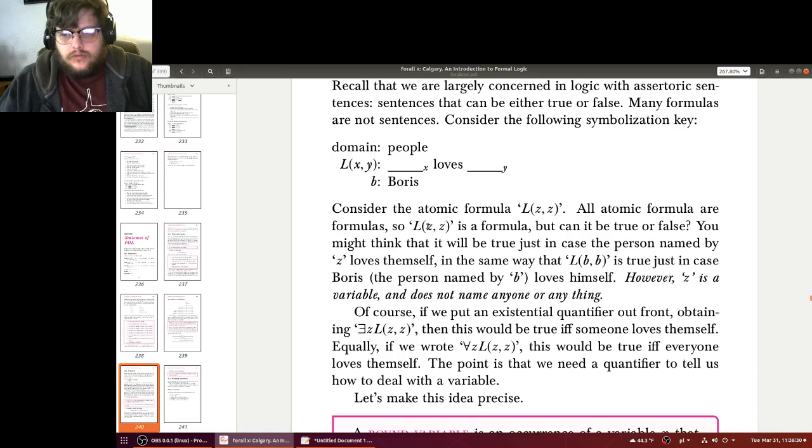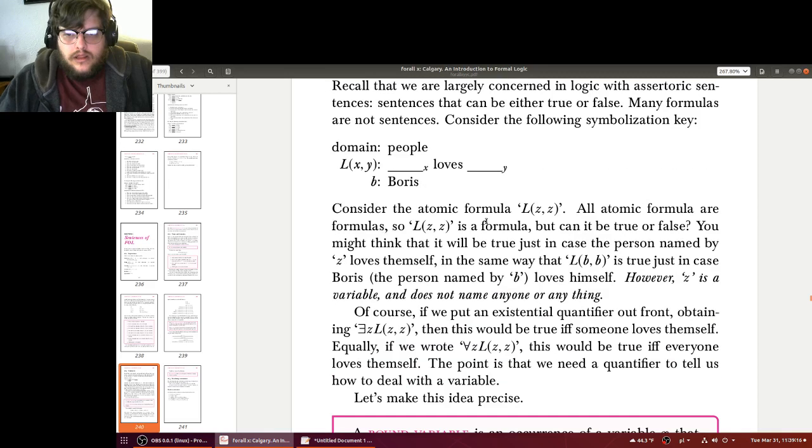So they say, consider LZZ. Now, LZZ is a formula, but like I said, it doesn't make sense to ask whether it's true or false, because it's a variable. It's not referring to a specific thing. We do at least have what the predicate means, but again, Z is a variable. It doesn't refer to a specific individual, a specific element of the set of people. But LBB could be true, if Boris loves himself, okay? So that's the distinction they're making here, a distinction between variables and names, okay?